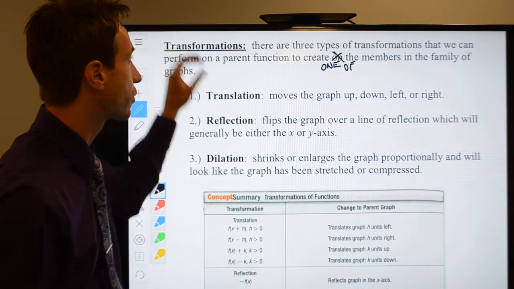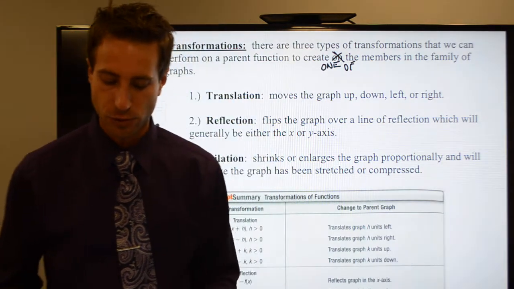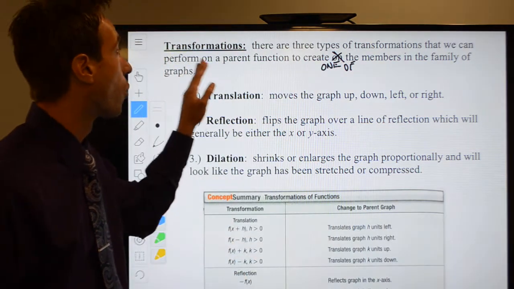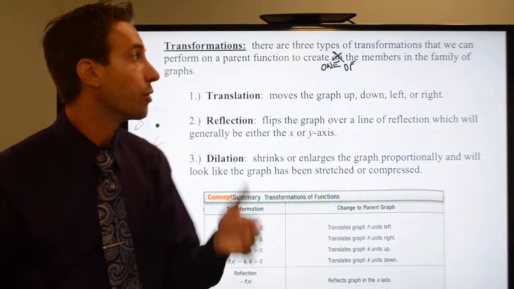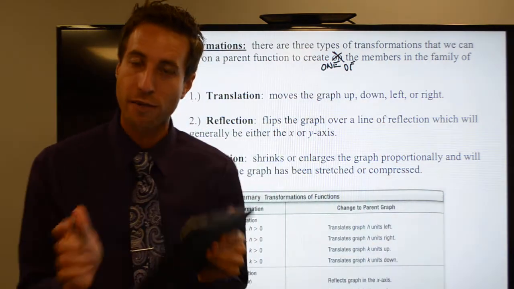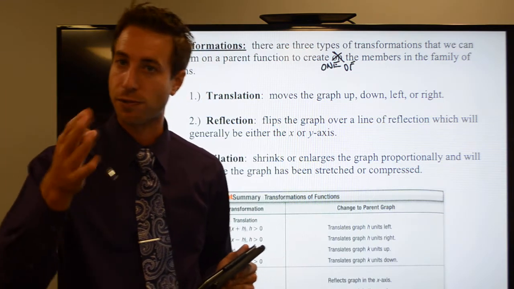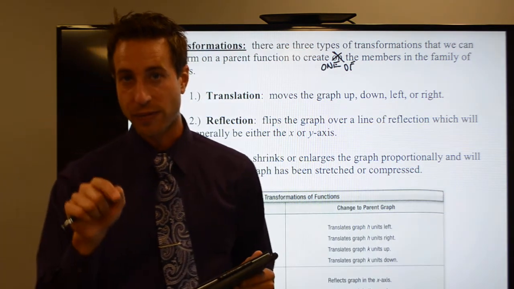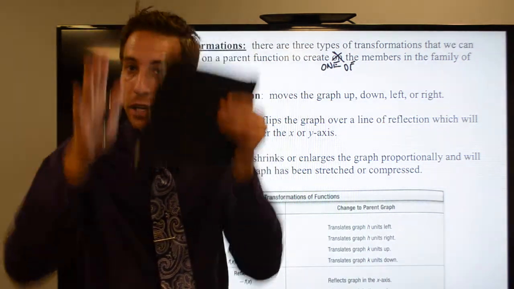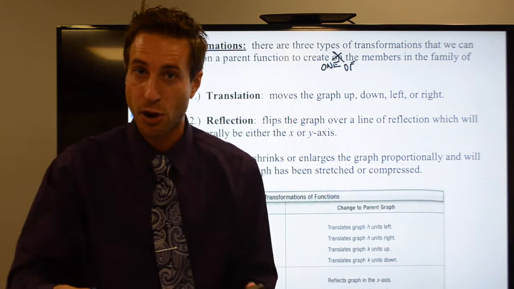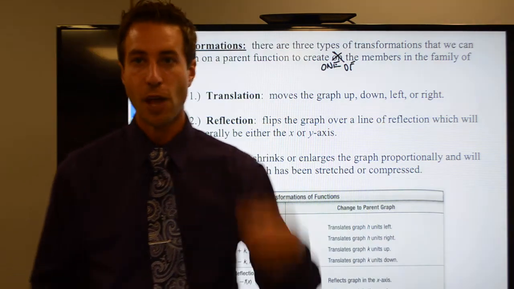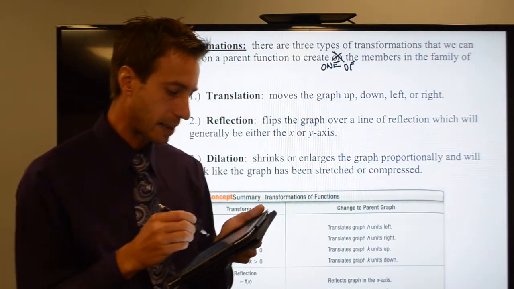So here's the definition. Transformations. There are three types of transformations that we're going to discuss. And what they do is transformations that are performed on the parent function will then create one of the members of that family. You'll take that parent function, which does have a vertex for the parabola and the absolute value at the origin, or the linear function going through the origin. And we're going to take that graph and we're going to move it up, down, left, right. We can flip it over, right? Tons of transformations we can do, and that's what we're going to look at here. Three transformations that we're going to take a look at. Let me highlight them for you.